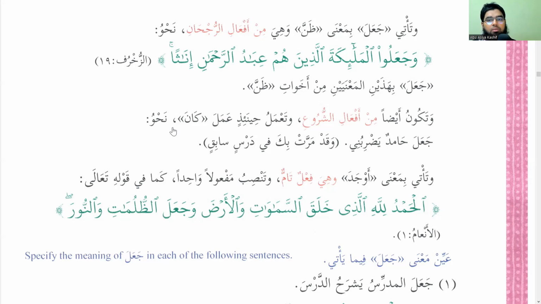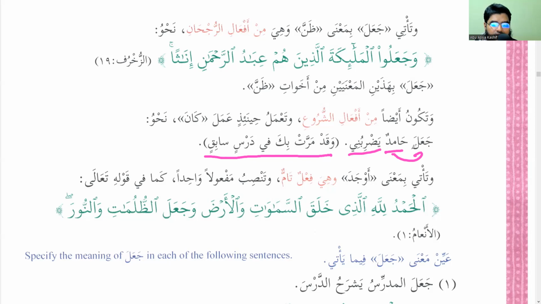So it will come with a fi'l mudari', like جعلت أبكي, I started crying. جعل حامد يضربني. So Hamid, now it will work as kana. We say this Hamidun is ismu kana, and yadribuni is the khabar of kana. And he says this has passed by you in the previous lesson.